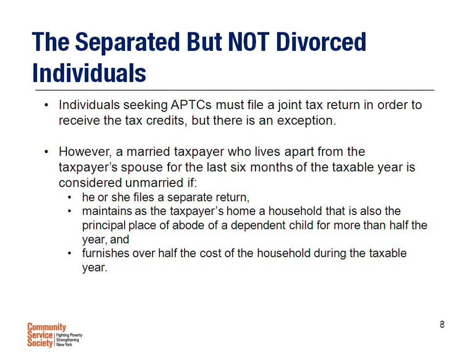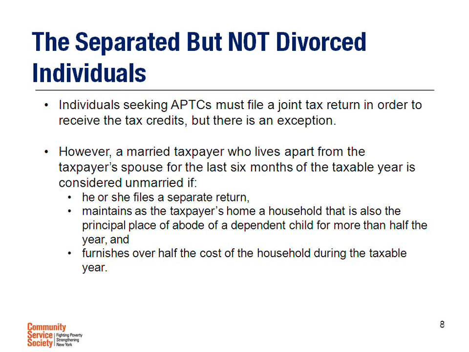And all this language basically says, if you have been separated from your spouse for 6 months, you file your own separate tax return, you have a dependent child who lives with you and for whom you provide half of the cost during the year, then for purposes of the tax credits, you will be deemed to be unmarried, and you can get them without filing jointly. So hopefully that is clear.